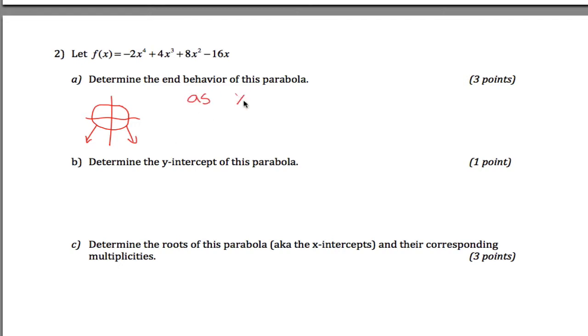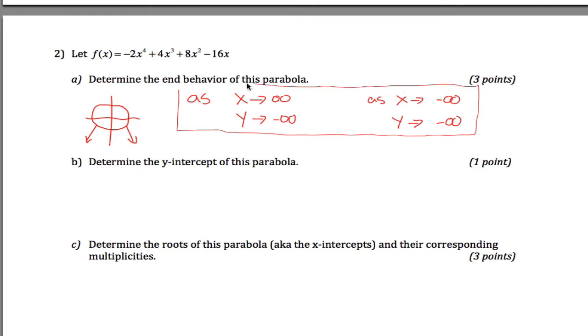In other words, as x approaches infinity, y is going to approach negative infinity. When we go to the right, we go down. And as x approaches negative infinity, y approaches negative infinity. When we go to the left, we go down. Right, down, left, down. That's what this picture is saying. To get full credit, your answer should be written like this. If you leave it like this, maybe I'll even put minus 1 point if you just draw the picture.